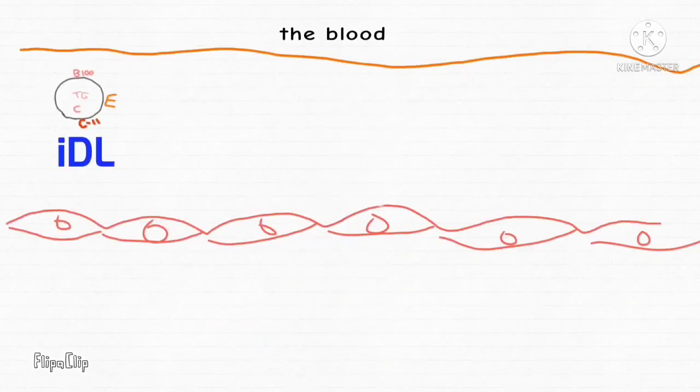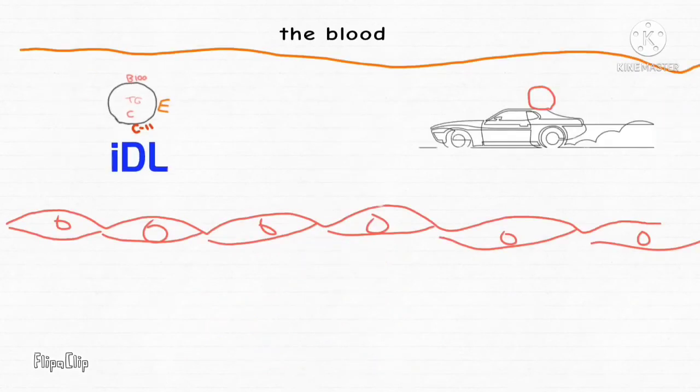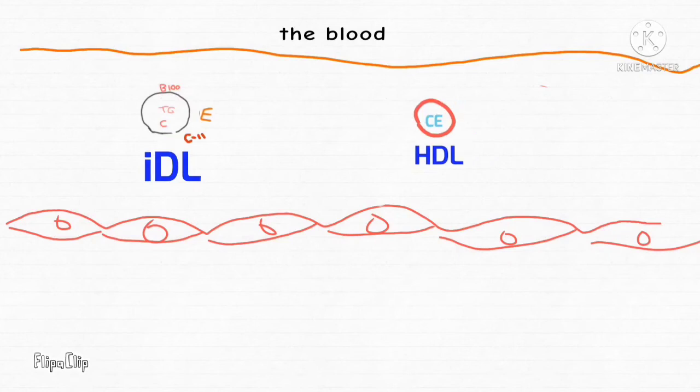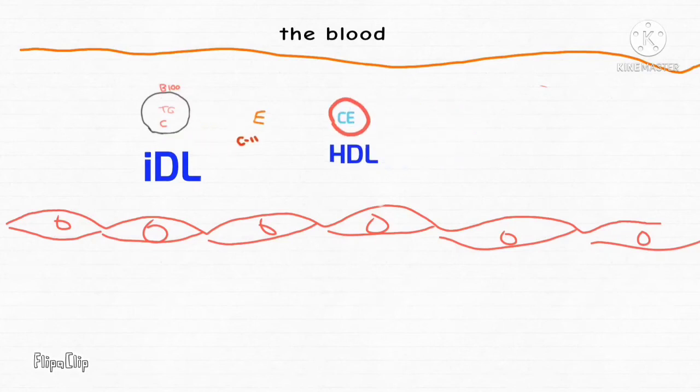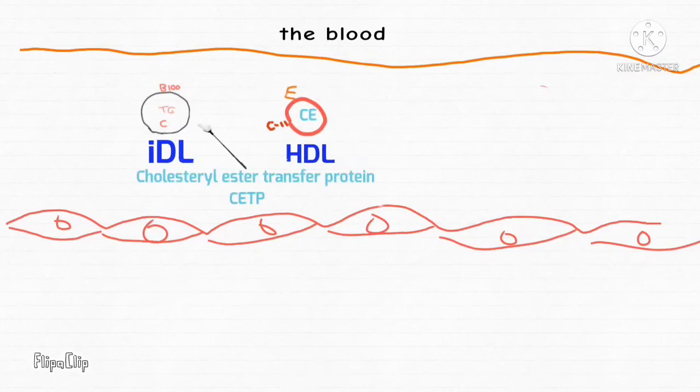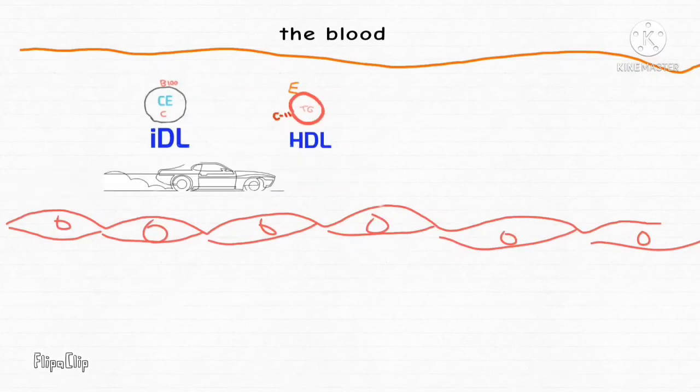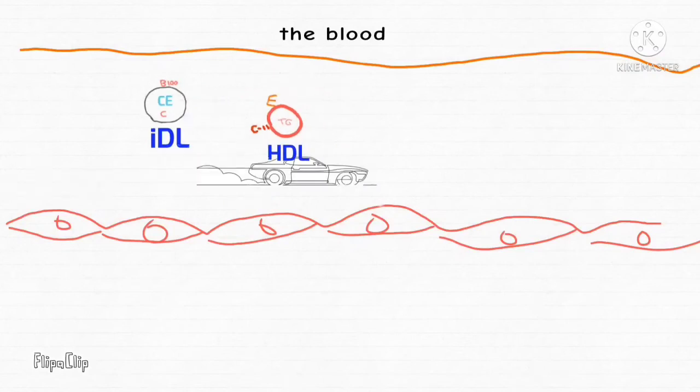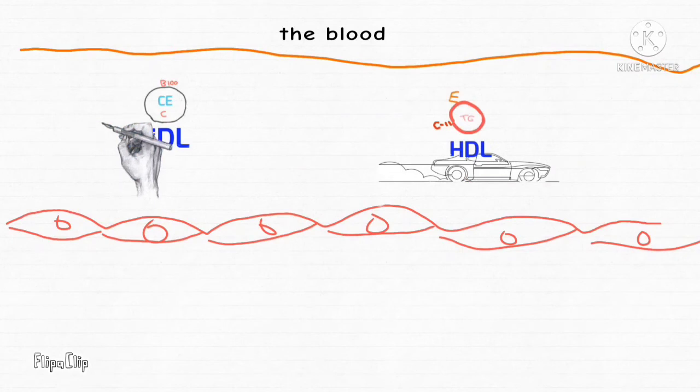The other pathway of IDL: in the blood, it meets the HDL. The HDL is loaded with cholesterol ester. At first, the HDL takes back the apoprotein E and C2 from the IDL, and it contains a protein called CETP, cholesterol ester transfer protein, which exchanges triglyceride from IDL and cholesterol ester from HDL. And now the HDL leaves the scene, and the IDL particle is no more called IDL.